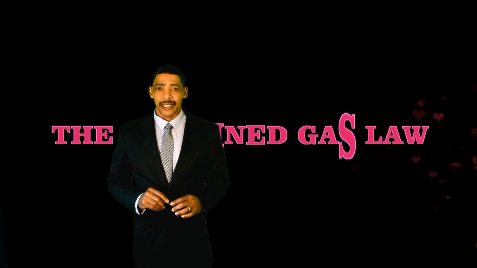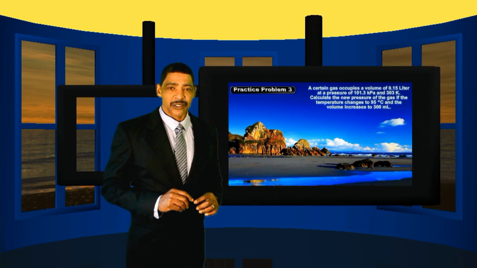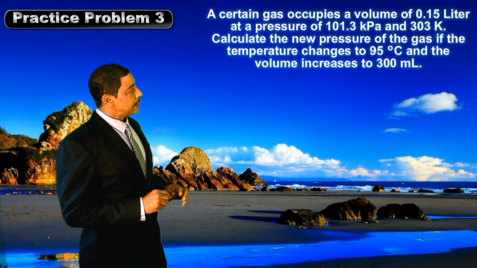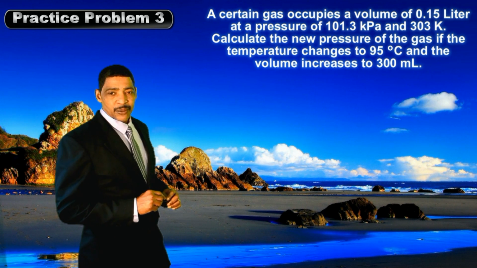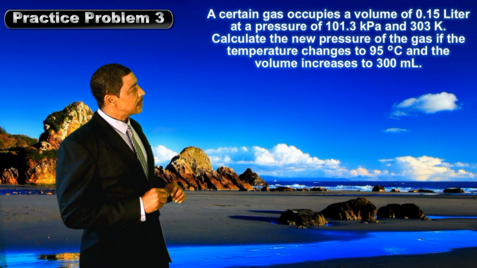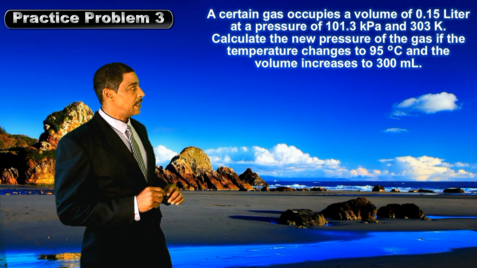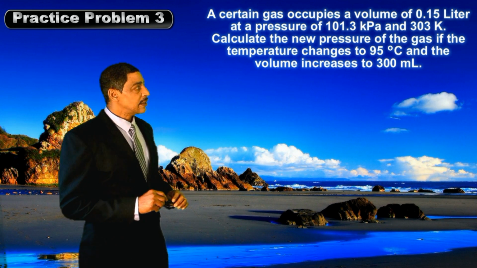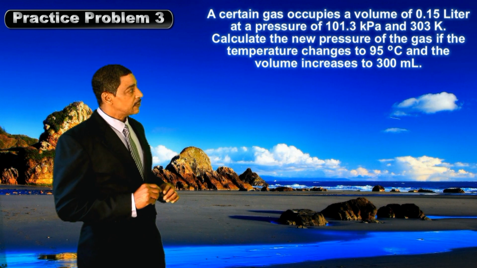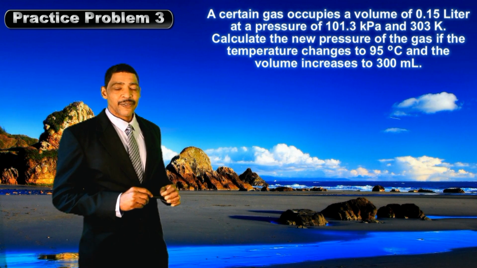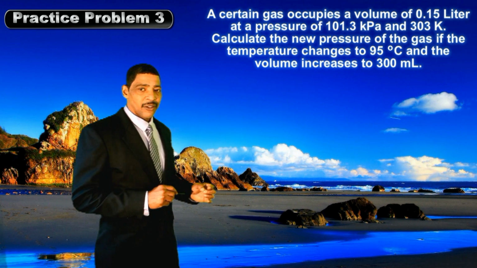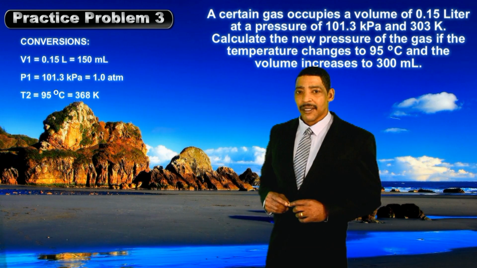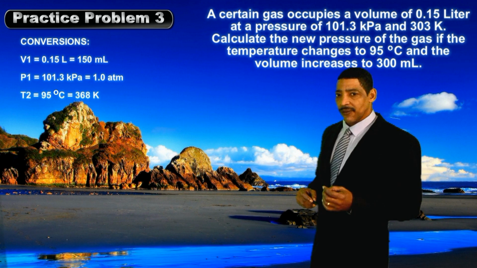Now let's use the combined gas law directly to determine the new pressure of a gas. Consider the following example. A certain gas occupies a volume of 0.15 liter at a pressure of 101.3 kPa and a temperature of 303 K. Calculate the new pressure of the gas if the temperature changes to 95 degrees Celsius and the volume increases to 300 milliliters. The first step is to perform a few conversions.